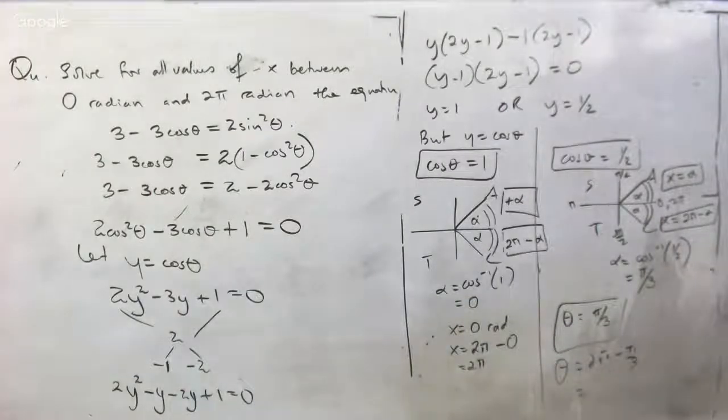The calculator can also do that for you, by the way. You don't need to bother with the algebra if you have a fancy calculator. But just in case, how do I get 2 pi minus pi upon 3? Multiply top and bottom by 3, so I get 6 pi upon 3 minus pi upon 3. I get 5 pi upon 3 radians. Fair enough? All right.